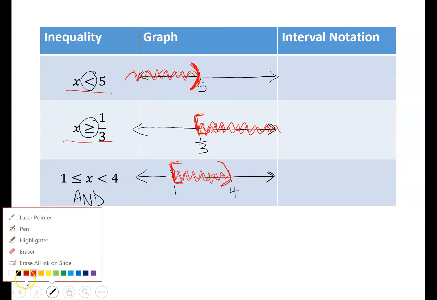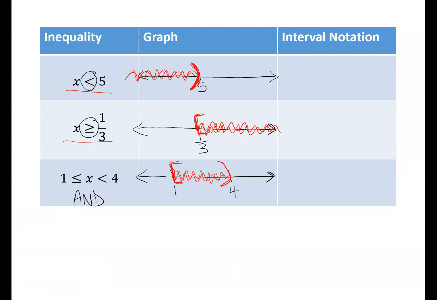Now, you will also be asked to write the interval notation. Interval notation is always written left to right. You may think of it as left to right, or you could think of it as small to large. Must be in that order. The order is important. So you're going to look at your graph. I think that's the easiest way to do it.